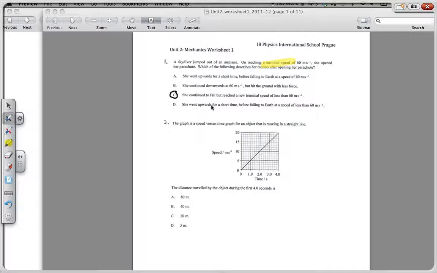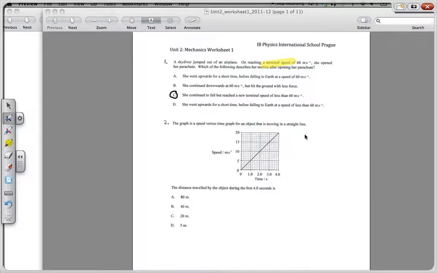She went upwards. That would never happen. That means that her velocity would have to stop going down altogether, to go up and then go down.